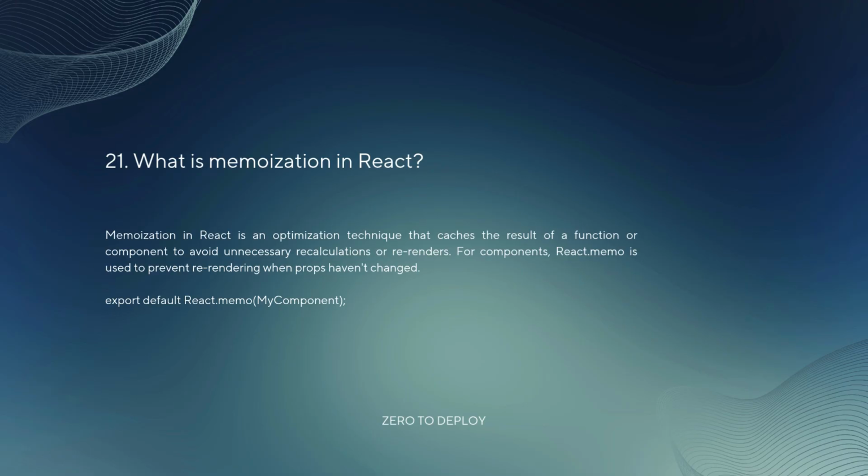What is memoization in React? Memoization in React is an optimization technique that caches the result of a function or component to avoid unnecessary recalculation or re-render. For components, React.memo is used to prevent re-rendering when props haven't changed.